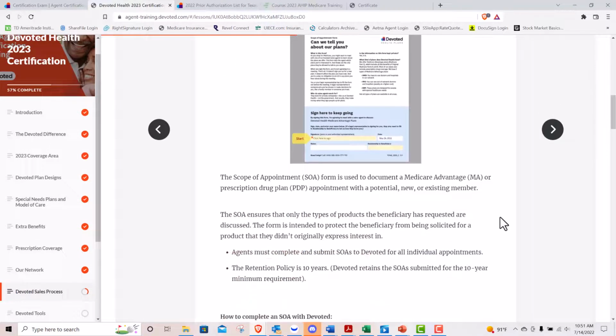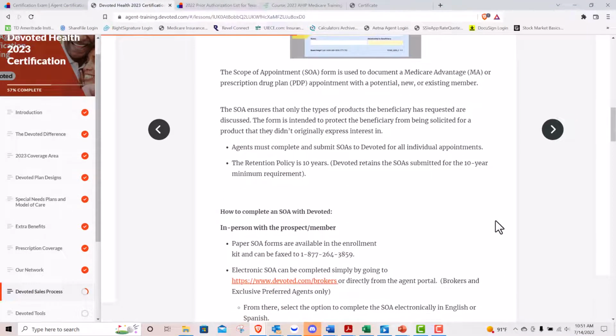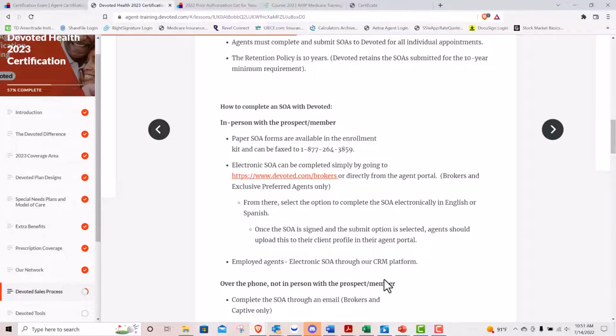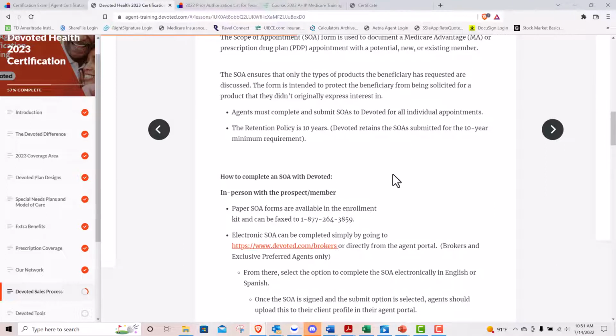Yep, SOA, scope of appointment. Remember, if you have Medicare Center, you can do the scope of appointment on there. Devoted has an electronic one, which I would suggest using if you're going to be using Devoted, because a lot of times, just like on the other carriers, you need to use their distinct one if you're using the Devoted platform to enroll. For at least 2 other carriers, if you don't have the particular scope of appointment that the company has, you are unable to use the electronic enrollment system. It'll block you.